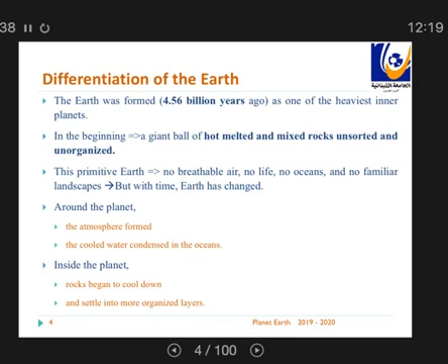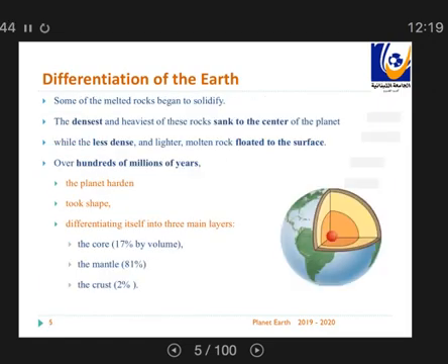Now, these layers settled according to what? According to density. The densest and heaviest rocks sank at the center, and the less dense floated on the surface. So, over hundreds of millions of years, the planet hardened and took its shape, differentiating itself into three main layers: the core, which is 17% by volume, but much more by mass; the mantle, 81% of the volume, and the crust, which is the smallest volume, 2%.